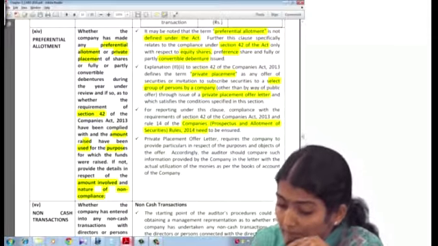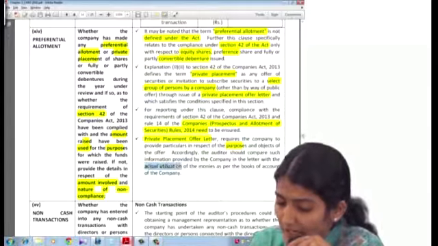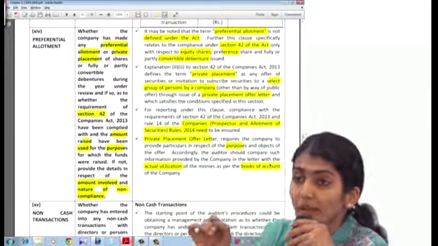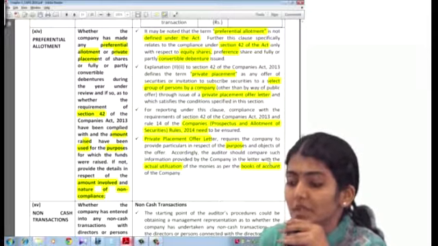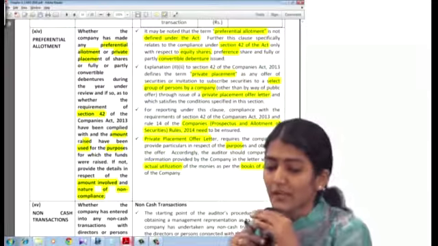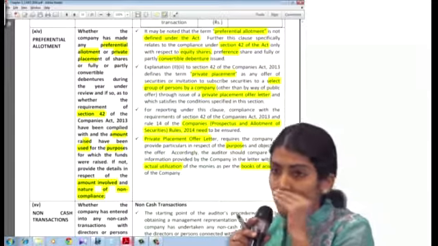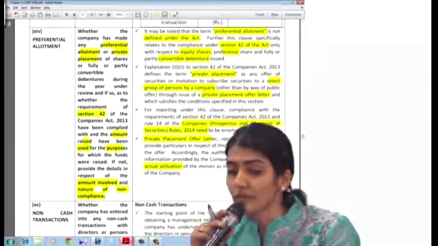So in the private placement offer letter, the purpose would have been given. And you need to check the actual utilization from the books of account of the company. So proposed use, you will get it from the private placement offer letter, and the actual use you will get it from the books of account.